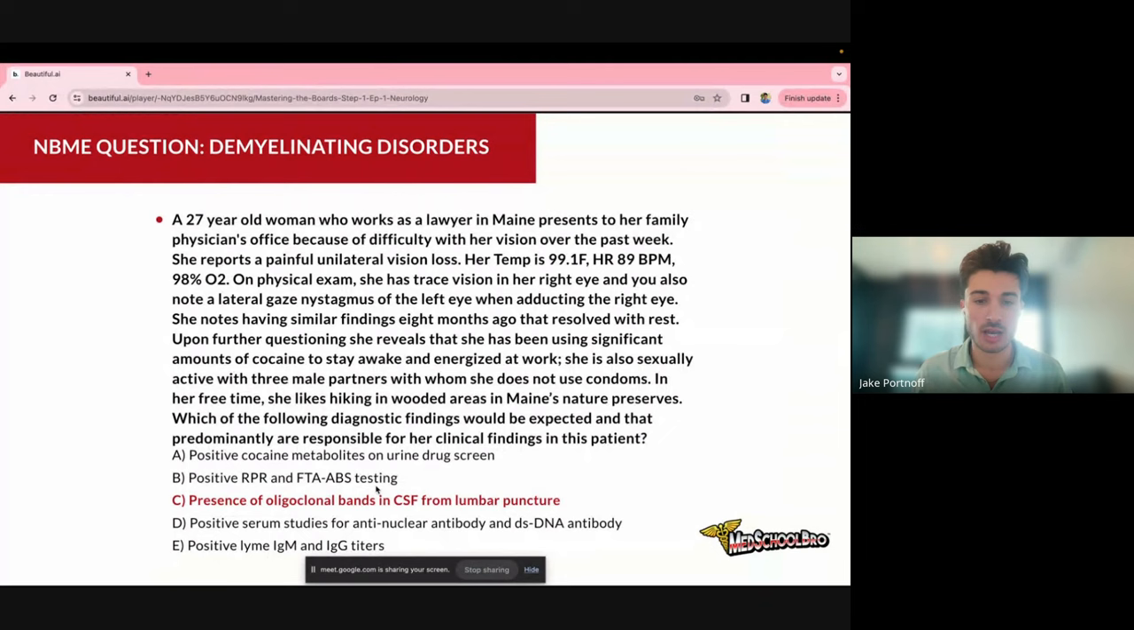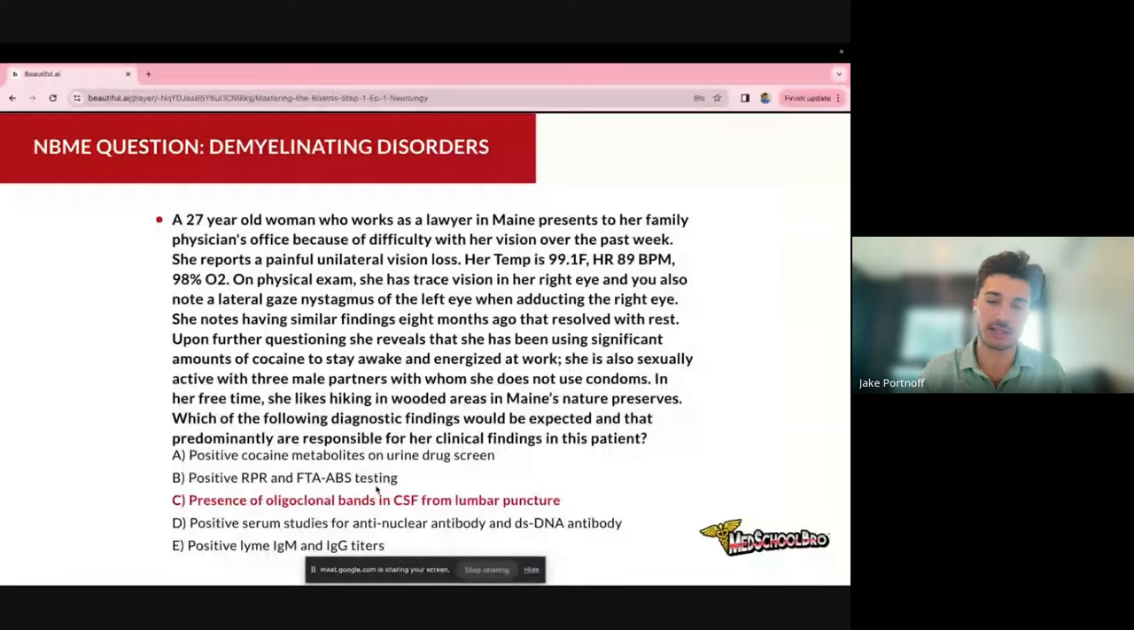Positive serum studies for anti-nuclear antibody and anti-double-stranded DNA antibody. That is going to be a pathognomonic mnemonic for your SLE. SLE, guys, remember, malar rash. Really, there's tons of systemic manifestations that are presented, right? Arthralgias, fatigue, all of that.